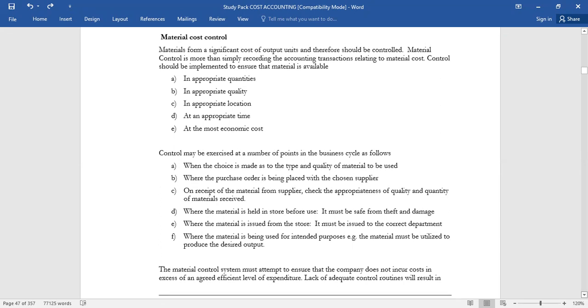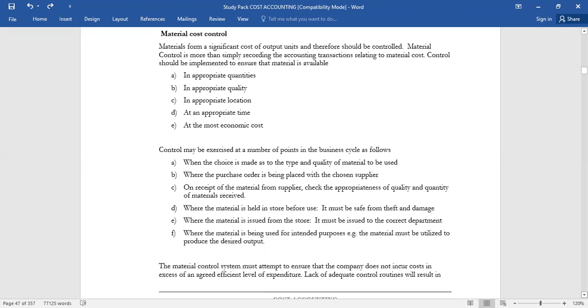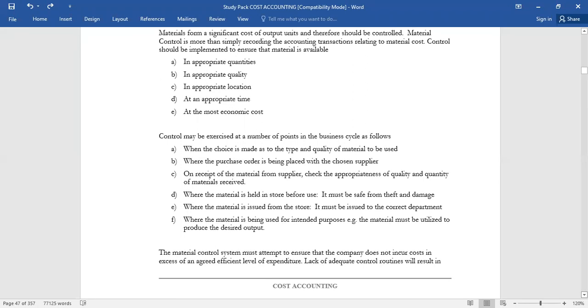So control may be exercised in a number of points. For example, when the choice is made on the type and the quality of material to be used, because that will determine whether we are going to get the right quantity when we process, or you are going to incur a lot of wastages in the production line. Then where the purchase order is being placed with the chosen supplier. The suppliers should be reliable, such that there is no idle time or wasted time when you request for supplies.